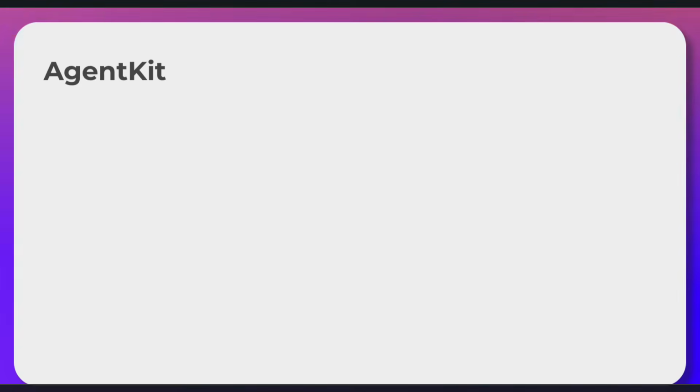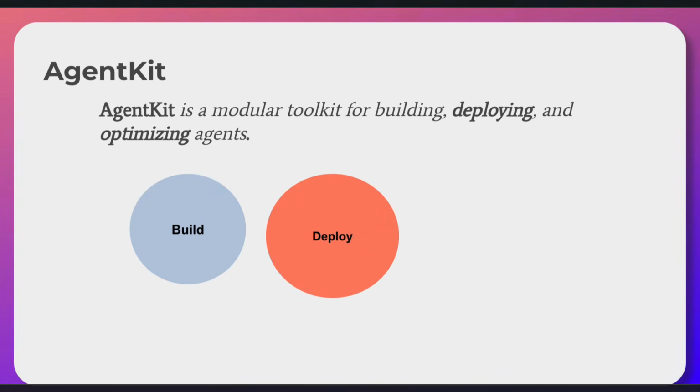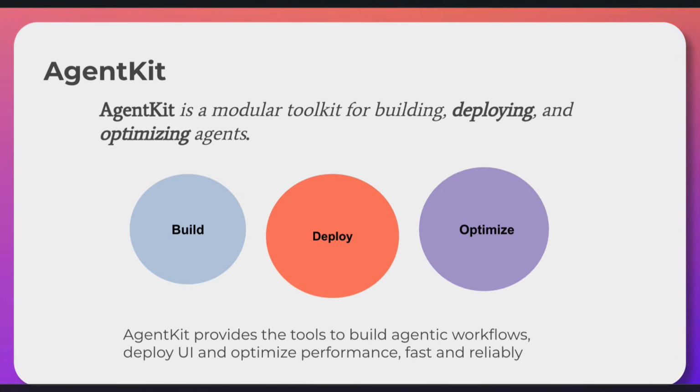All right, so let's look at AgentKit. AgentKit is essentially a modular toolkit for building, deploying, and optimizing agents. So think of all these pieces here. We have the building side of things, we have the deployment, so you're able to deploy these agents, and of course you can optimize as the agents are working and things are actually happening. So what AgentKit does is it provides the tools which allow you to build agentic workflows or agent workflows, and not only build them, but deploy them using a customizable user interface, and of course optimize performance and make it all fast and reliable. So that is the promise of AgentKit.